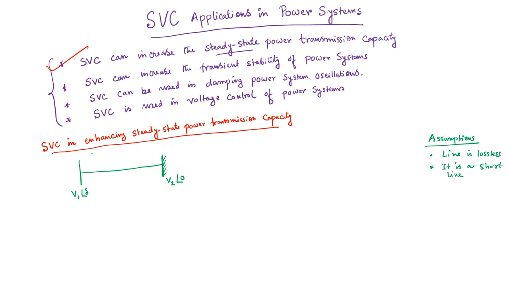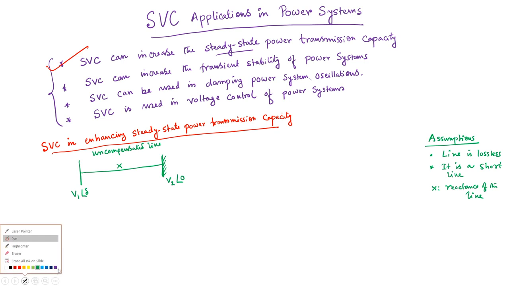So, this is an uncompensated transmission line whose reactance is considered to be X. X represents the reactance of the line.